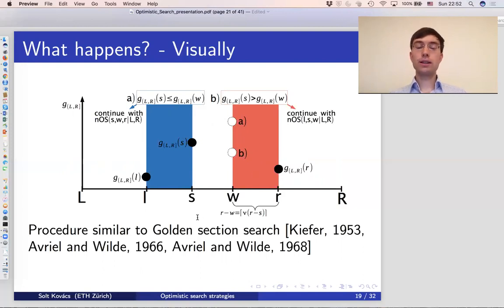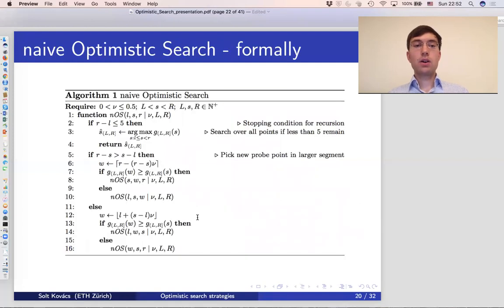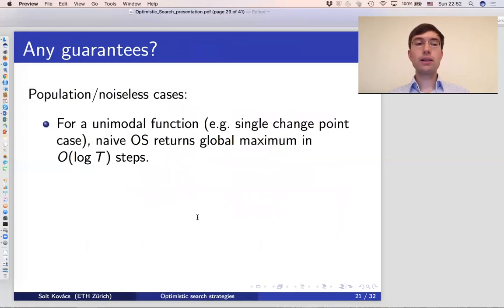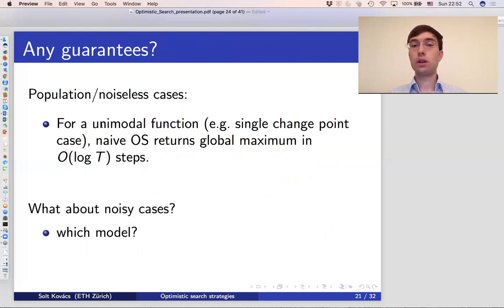And I'd like to mention that this search itself is similar to golden section search that has been proposed earlier on. Okay, so here it is formally if you would like to look at it later. And the question now is whether we can come up with any guarantees for this procedure. And the answer is, if you have a population or let's say noiseless case, then if you have a single change point that would correspond to a unimodal function, which is smooth and has a single peak. And in that case, this naive optimistic search that I introduced would find a global maximum in a logarithmic number of steps.